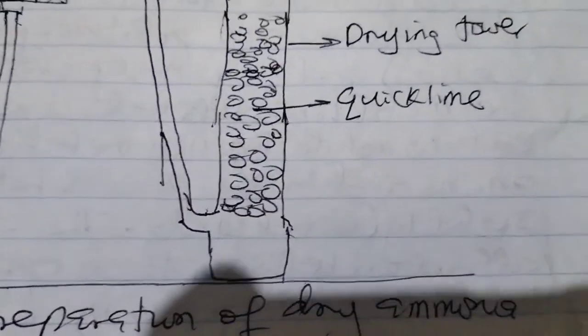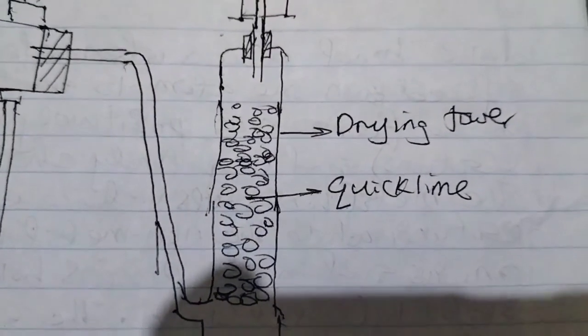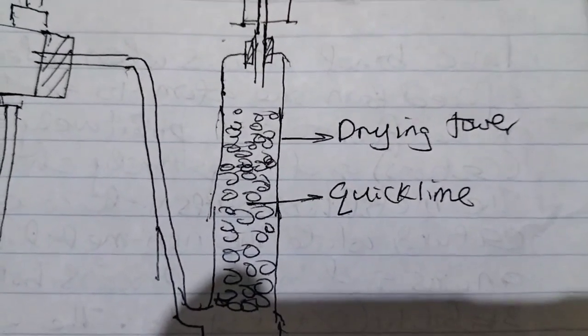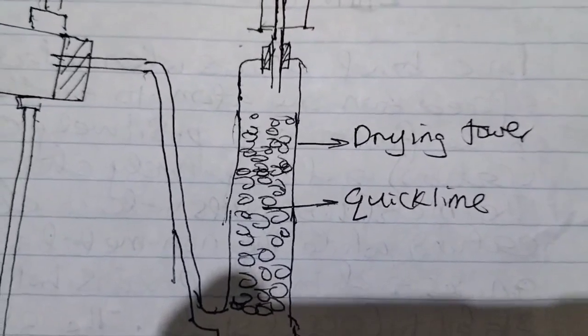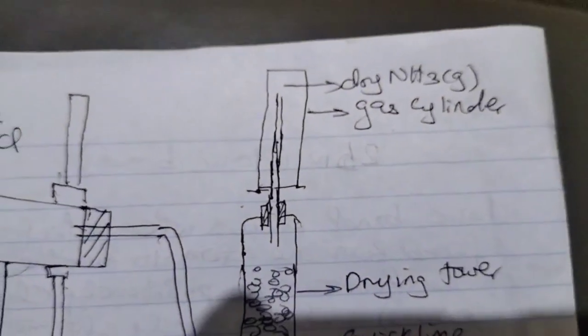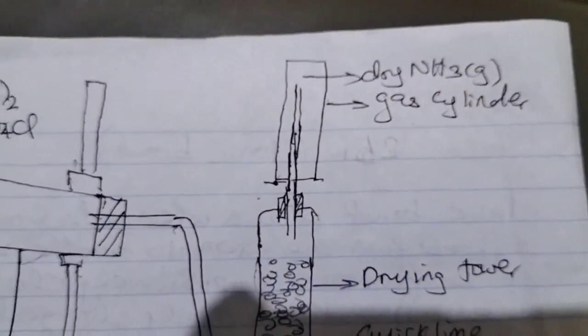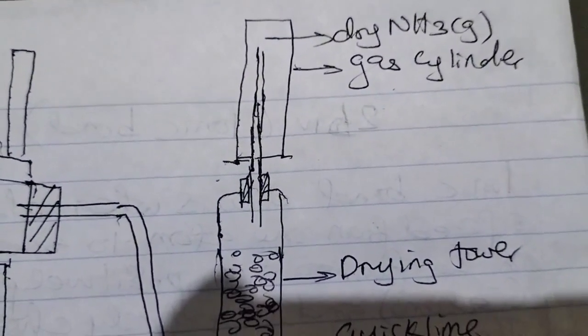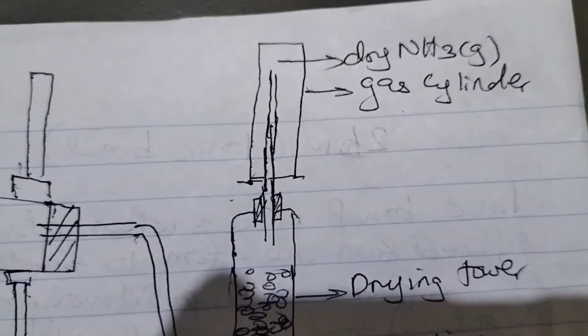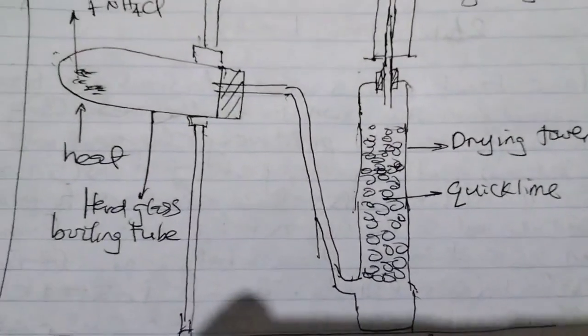They have the delivery tube, and then we have the drying tower labeled, pointing on the tower. We have the quicklime, the substance that is inside the drying tower. They have the glass going up there. The dry ammonia, and then the gas cylinder. The gas cylinder, look at it, is covered, so that gas will not escape. And the delivery tube is going inside the gas cylinder. So you can see, this is the preparation of dry ammonia.